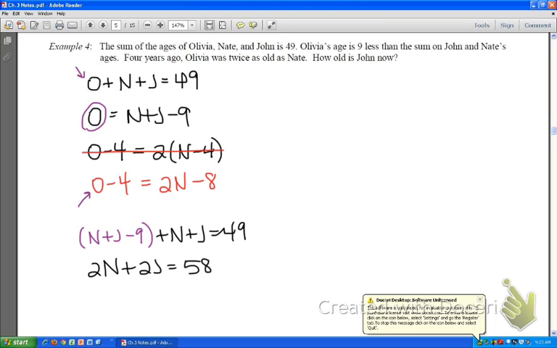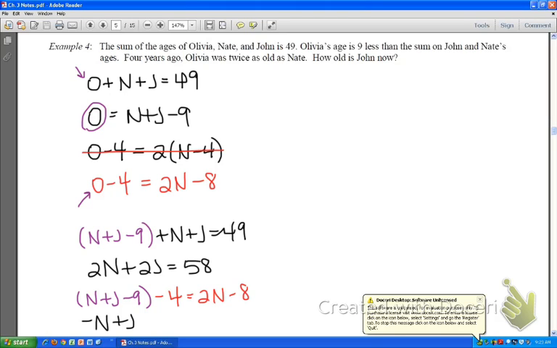Okay, the next step is going to be to do the same thing for this equation right here. So I'm going to plug in the stuff for O, and then I've got minus 4 equals yada yada. So we're plugging in for that first O, n plus j minus 9, and then finishing out the rest of that red equation. So minus 4 equals 2n minus 8. And now we want to clean that up. So as far as n's go, I'm going to take this 2n and subtract it off of this n. That gives me negative n. Okay, and then I just have the plus 1j.